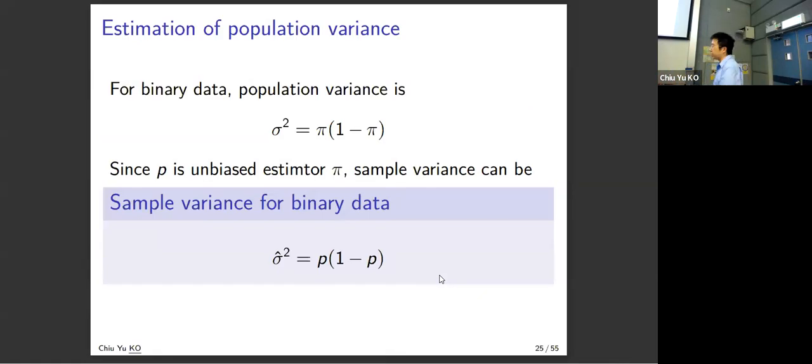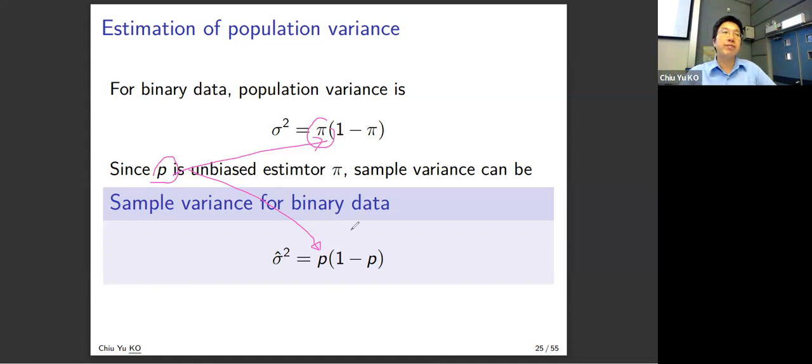So here is a thing that we need to put emphasis on. Because of the binary data, we know the population variance is pi times (1 minus pi). And actually there are two ways to estimate this. Because pi is estimated by p, we can just simply plug it in. You might think that's a good estimator. Yes, this is a valid estimator, but is it good enough?